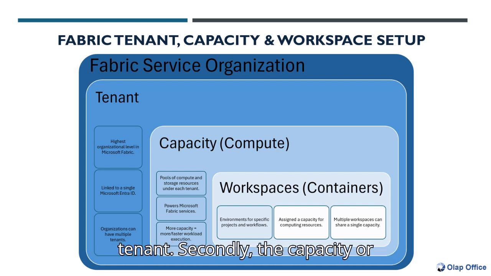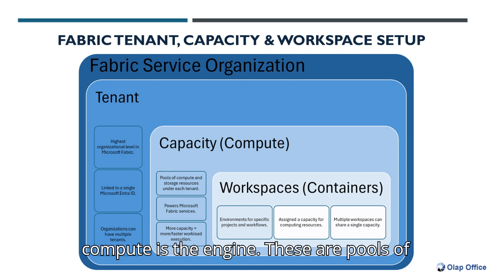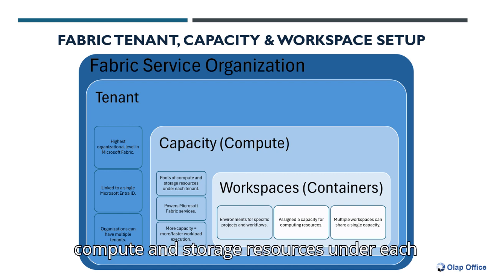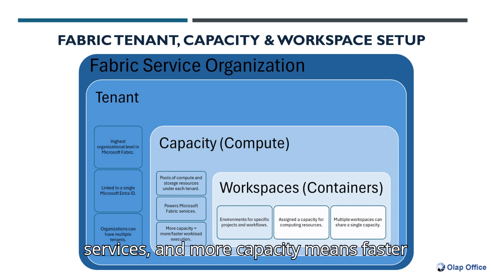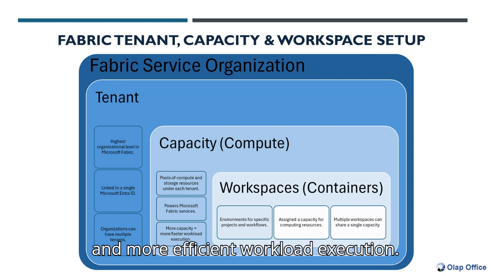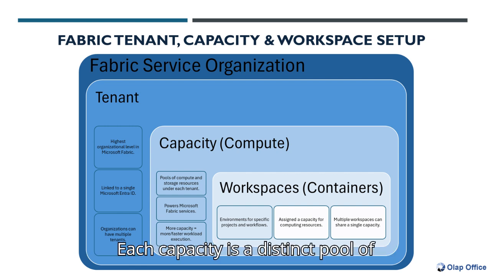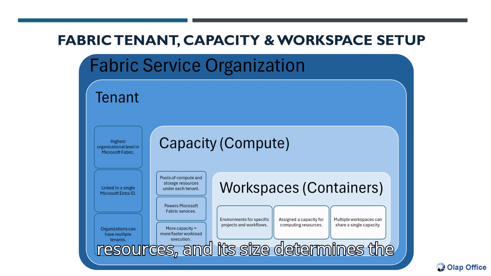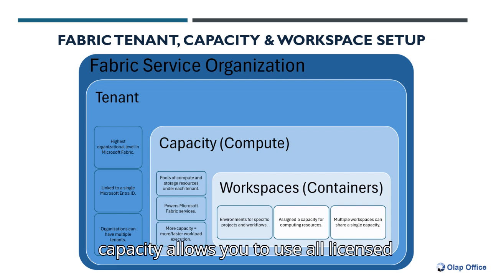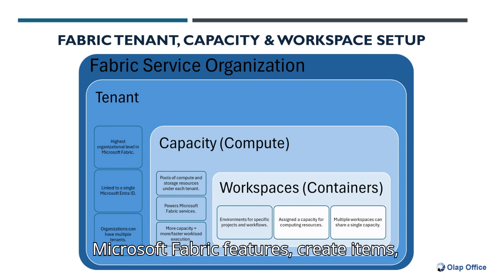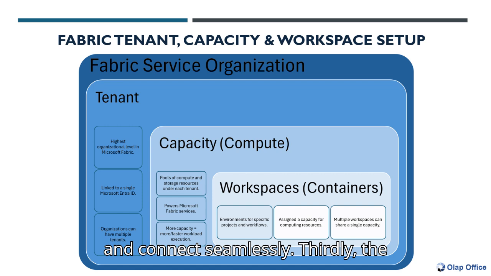Secondly, the capacity or compute is the engine. These are pools of compute and storage resources under each tenant. Capacity powers Microsoft Fabric services, and more capacity means faster and more efficient workload execution. Each capacity is a distinct pool of resources, and its size determines the computational power available. Your capacity allows you to use all licensed Microsoft Fabric features, create items, and connect seamlessly.